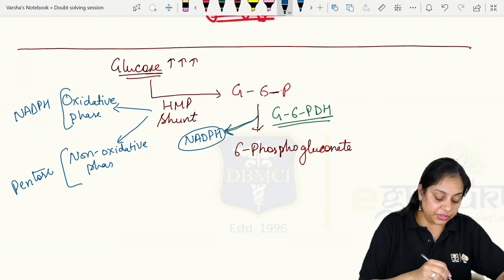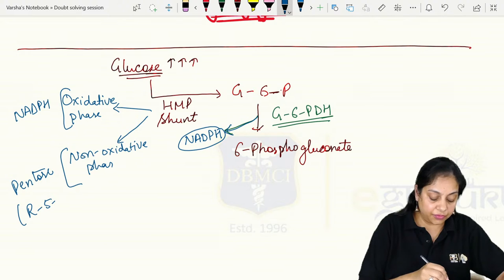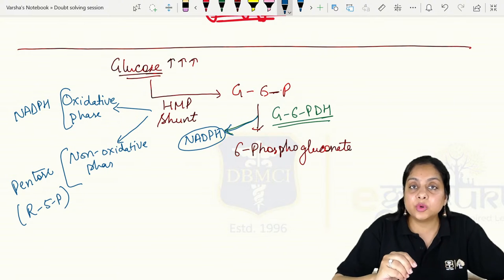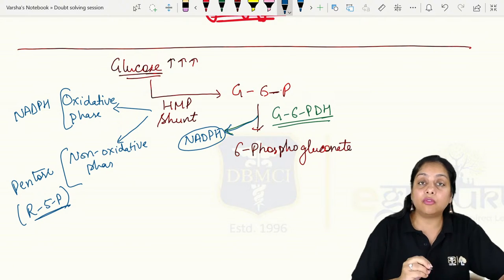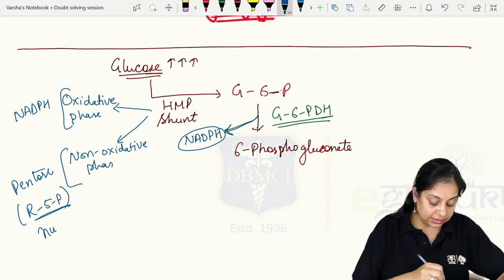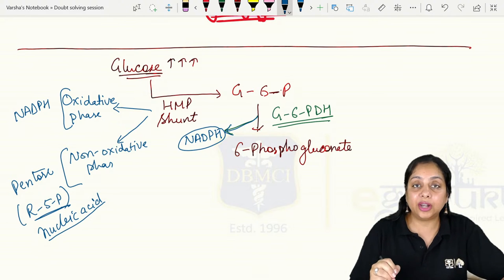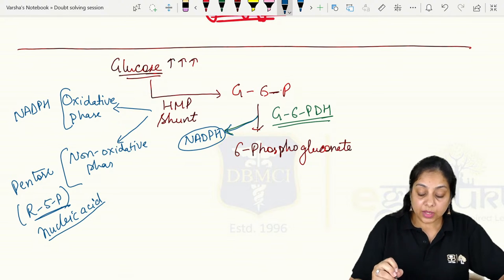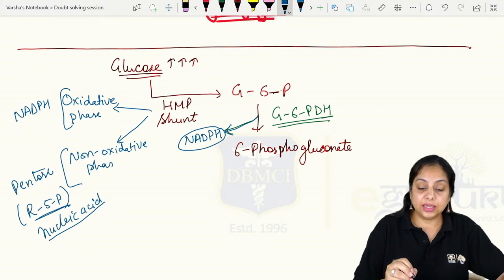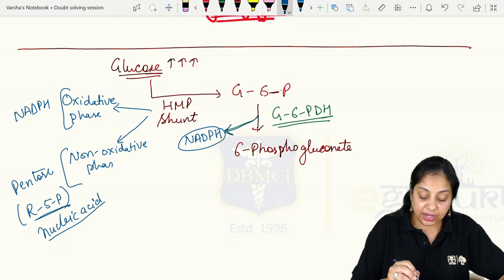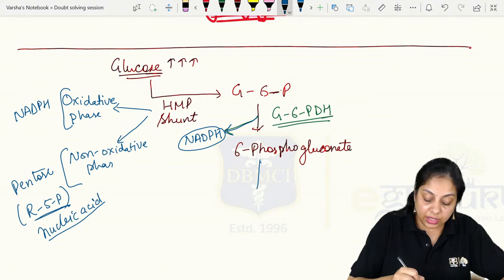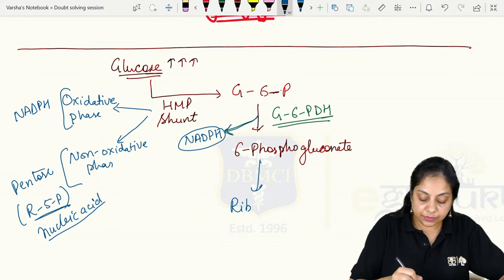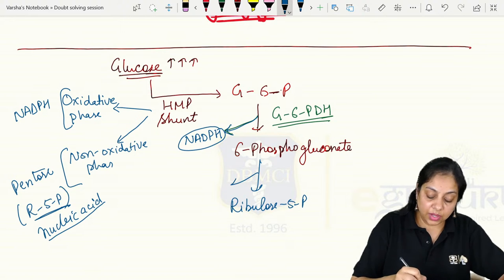What kind of pentoses? Such as ribose 5-phosphate. Where do we need ribose 5-phosphate? In the synthesis of your nucleic acid. Am I right? So 6-phosphogluconate, yes Vishant, very good. 6-phosphogluconate will be converted into ribulose 5-phosphate. Again, 1 NADPH will be released.